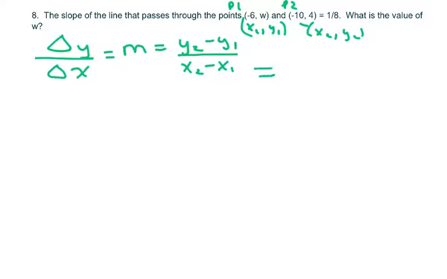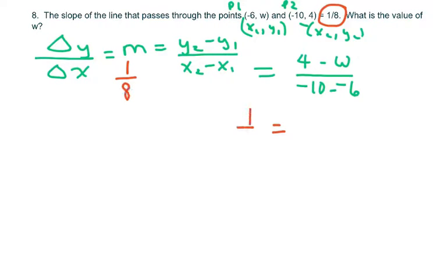So what I get is y sub 2 is 4 minus w over negative 2 minus a negative 6. And then you're just going to clean this up a little bit. And this is your slope. They give you the value of the slope is 1/8. So 1/8 equals 4 minus w over 8, so you get negative 4.